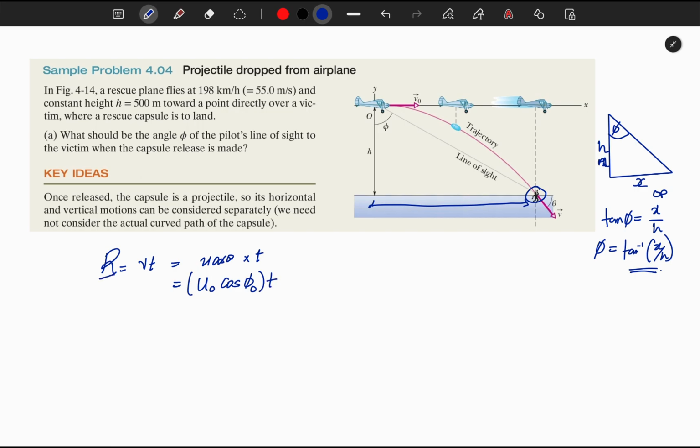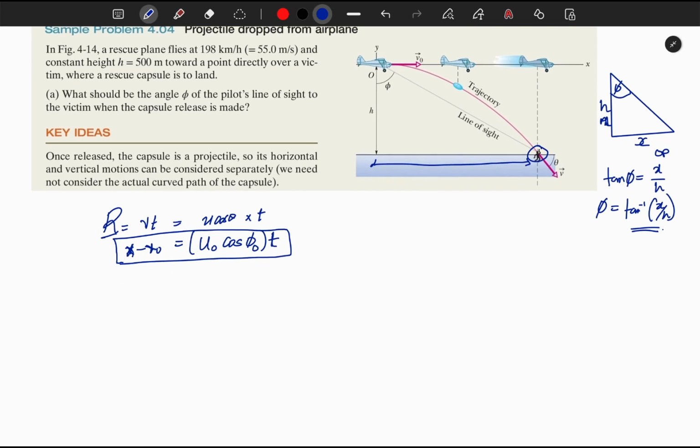But what is range? Anytime here range, it means there's just a change in displacement. So we are calling it x minus x naught. So the x here is the final, this one x naught is the initial. So this is the equation we need to keep in mind. And for us to find x here, we need to find t. How can we find t? All right, t is just the time of flight. But how can we find it?